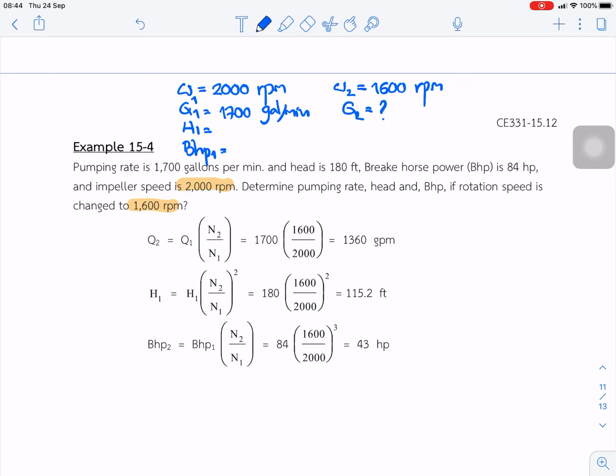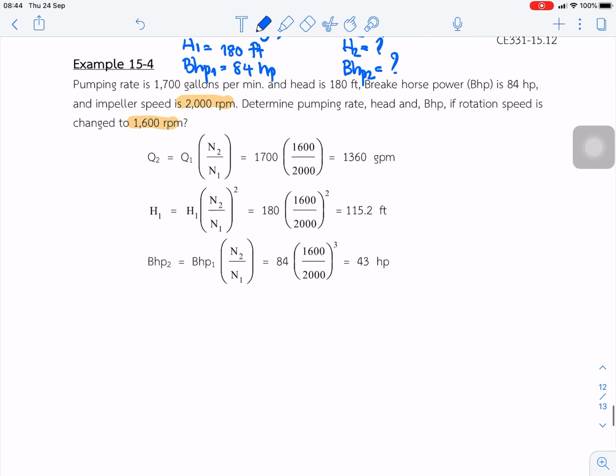If H1 is 180 feet, what is H2? And brake horsepower 1 is 84 horsepower. The question is, what is brake horsepower 2?